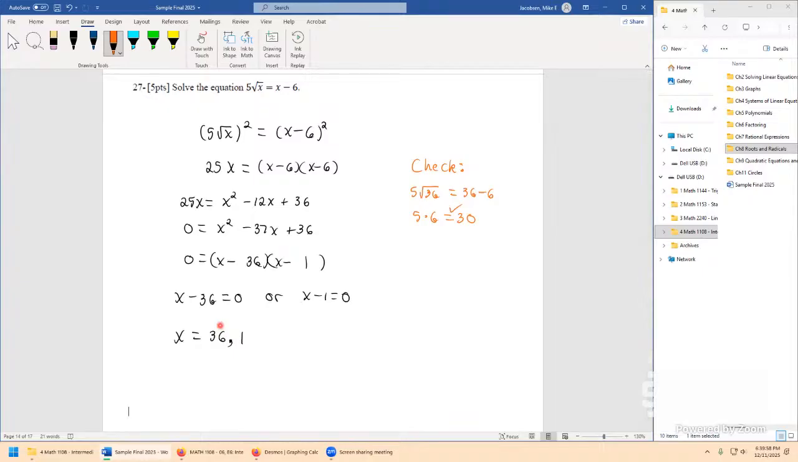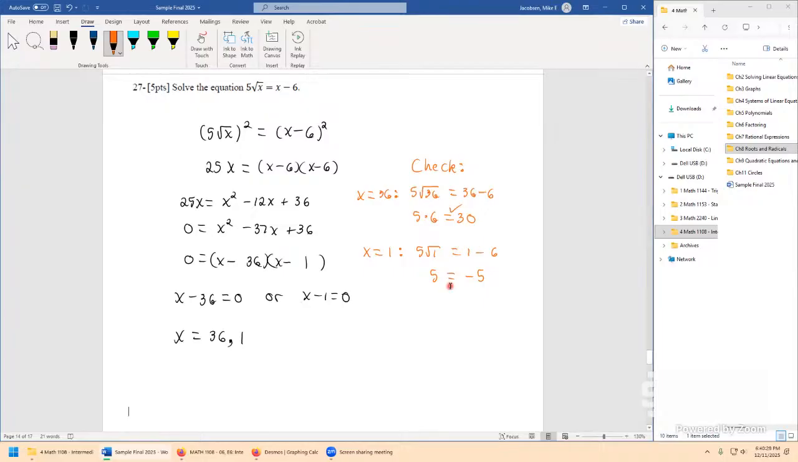We don't have to do anything here. But we keep on checking. Forgot to say which one we're checking. Let me write in x is 36. Now for the next check, x is positive 1. Plug 1 inside here. We get 5 root 1 equals 1 minus 6. Square root of 1 is 1, so this just becomes 5 times 1 for a 5 equals negative 5. It was so close to being right, but this equation's false.